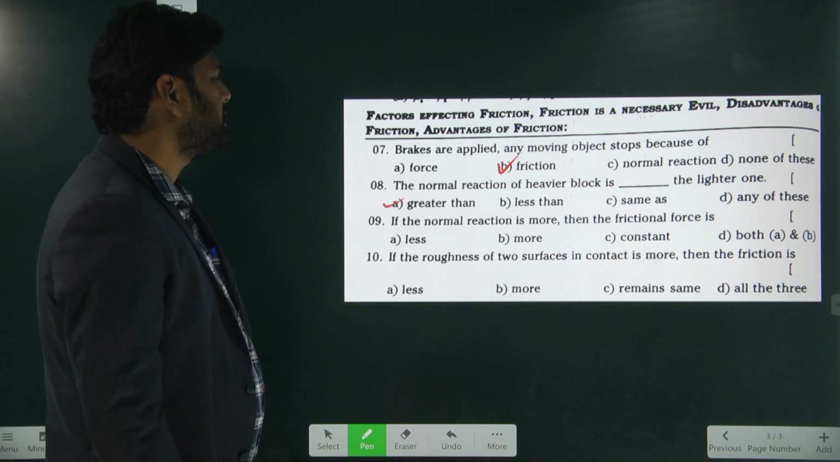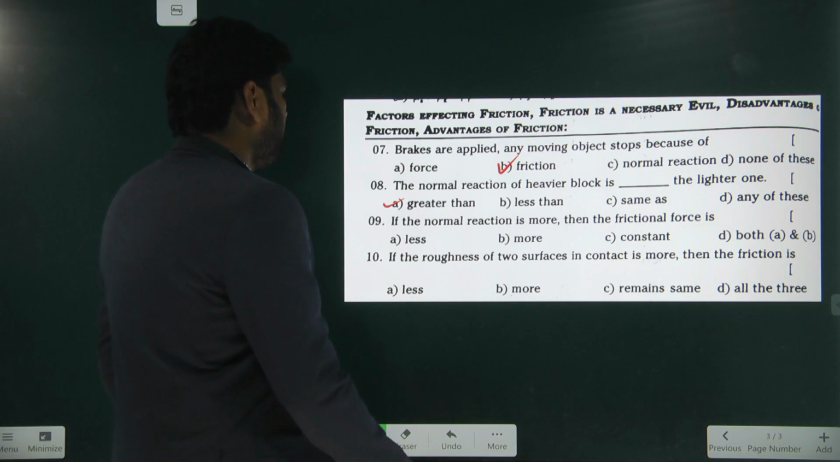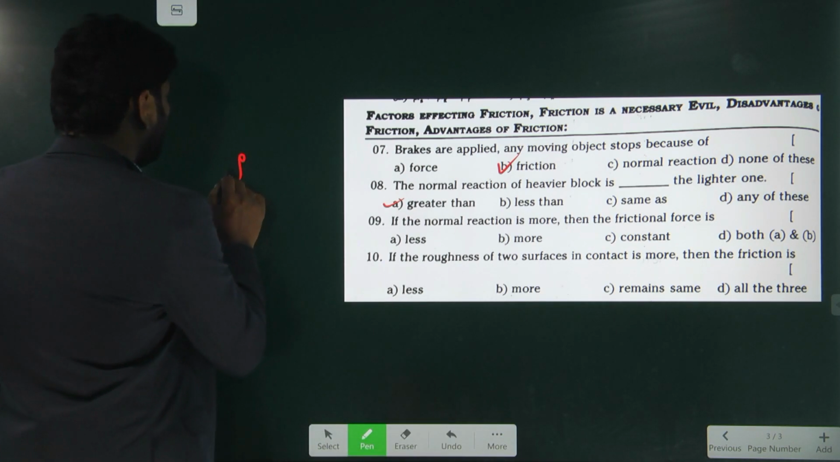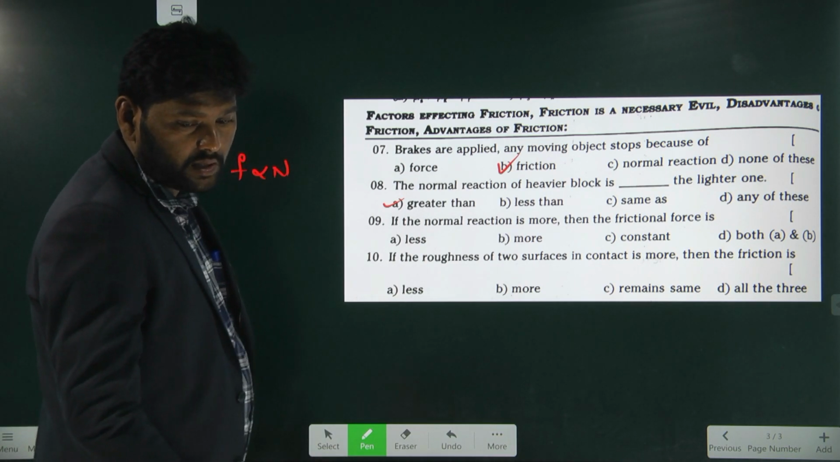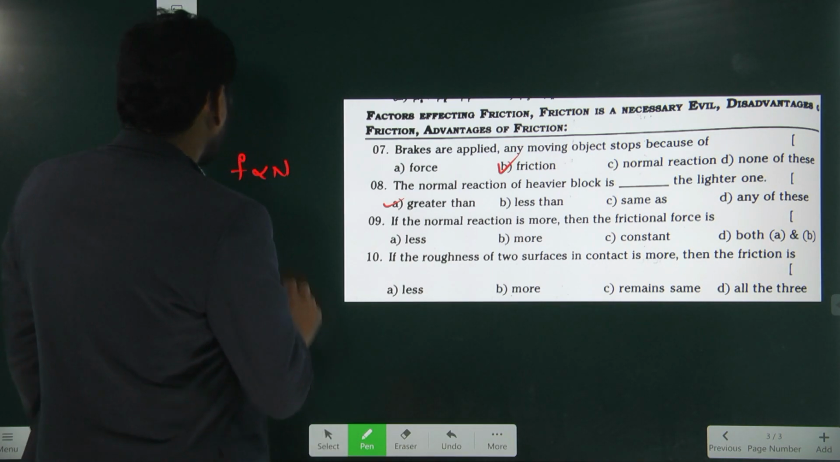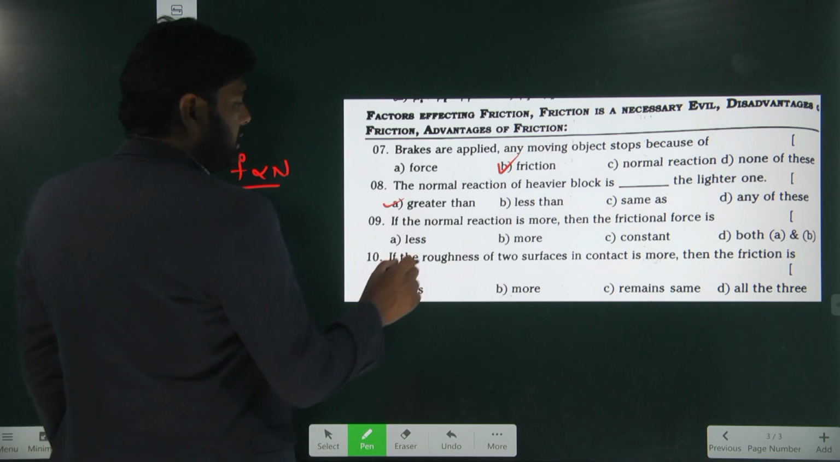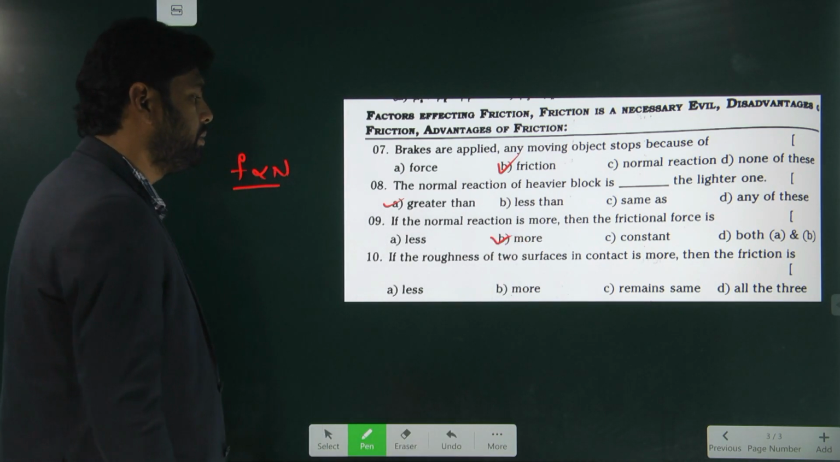If the normal reaction is more, the friction force is also more, because friction force is directly proportional to normal reaction, which means that as normal reaction increases, friction force also increases. So what is the relation here? Normal reaction more, then friction force also more.